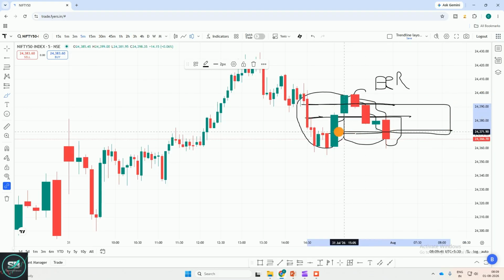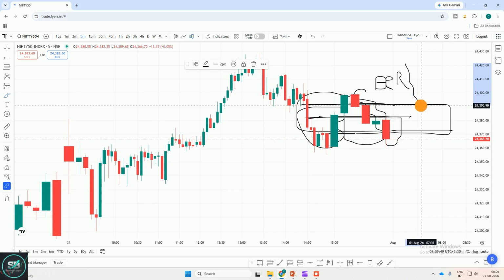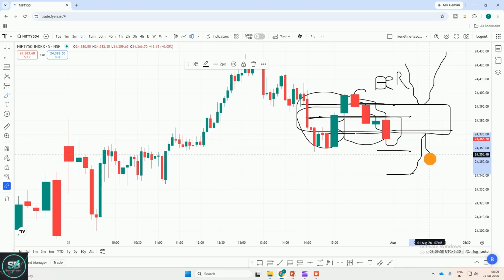So now this zone is a very strong zone. If price opens gap up and comes back to this zone, from here you're going to get a bounce. If price opens flat or gap down and comes back to this zone, from here you are going to get a reversal down move. So mark these zones on your chart and see how it is going to behave on Monday.